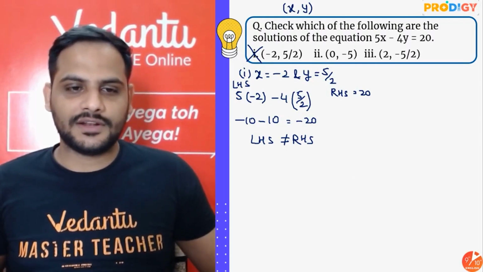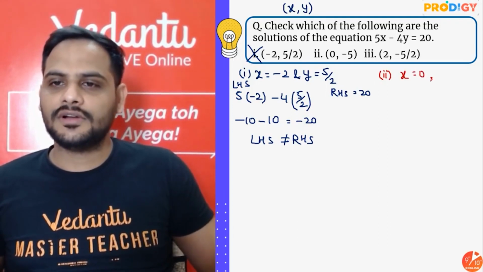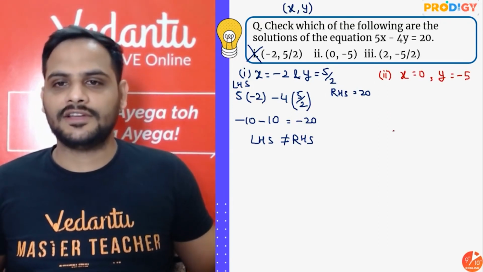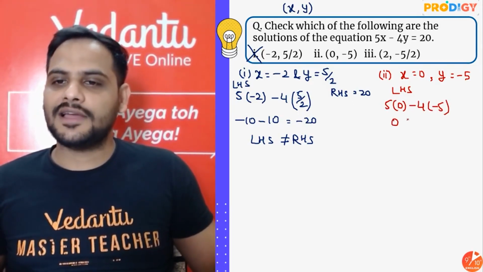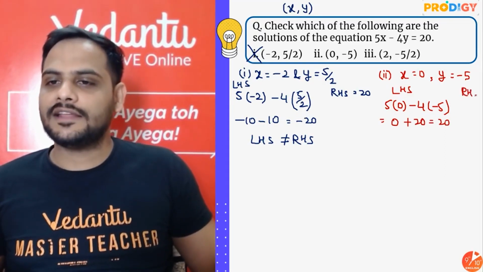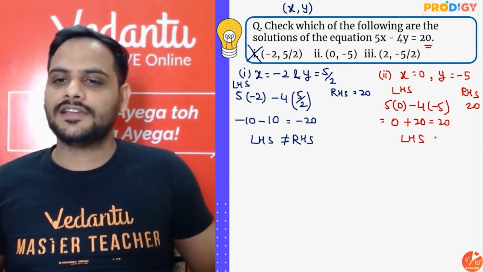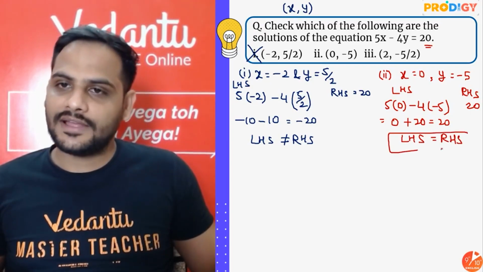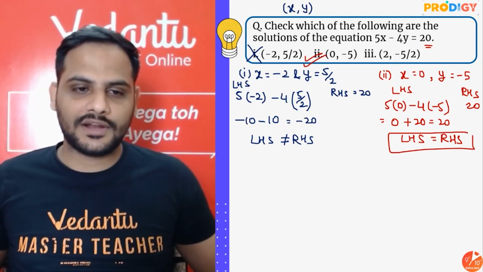Okay. Second one, let's look at the second problem. Second solution, we have x equal to 0, y equal to minus 5. So what is LHS? LHS is 5 into 0 minus 4 into minus 5, which is 0, and minus into minus is plus 20, which means 20. LHS is equal to 20 and RHS is also 20. So we can say LHS is equal to RHS, and that is why the second one is a solution. Let's look at the third one.